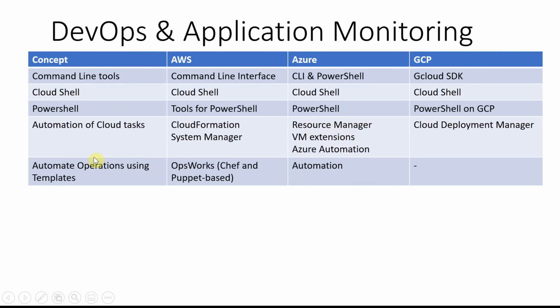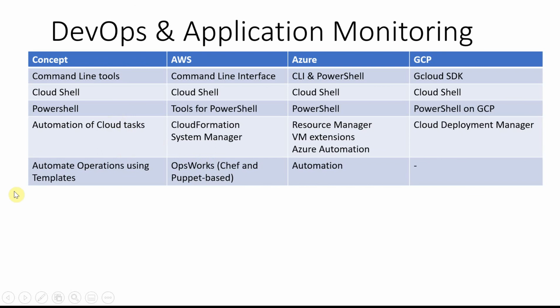So all these automation scripts are what will be used by the DevOps team in real life. So VM extensions and Azure Automation. These are the areas where Azure is still behind in cloud automation tasks. In GCP it is GCP Cloud Deployment Manager.